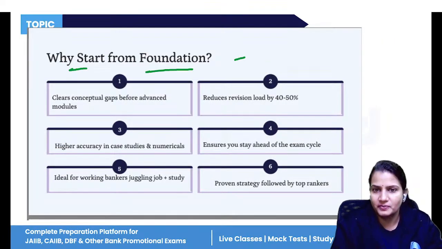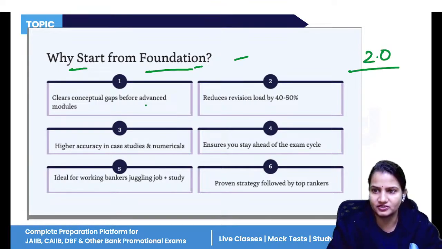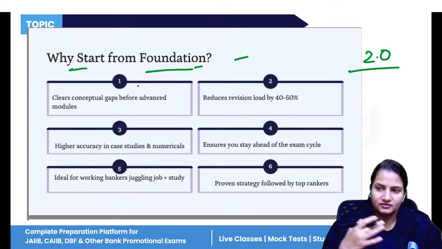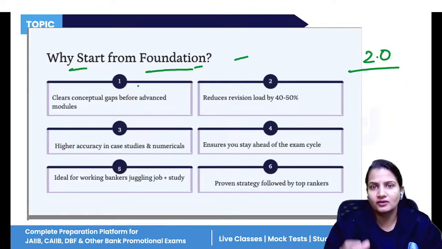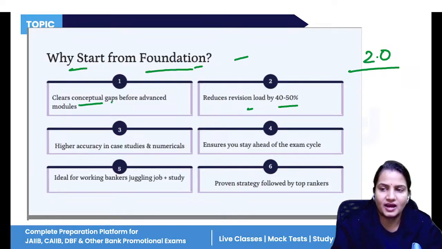Now, one question would be in your mind: this is Foundation Batch 2.0, so why do we have to start everything from foundation? See, if you start from the basic level, then your clarity would be very good. You would have crystal clear concepts in your mind. It reduces your revision load by 40 to 50%. All the conceptual gaps are cleared before your advanced modules.